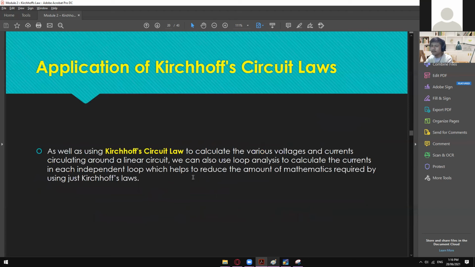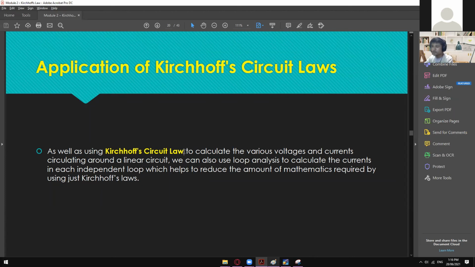All right, so that's it for the process. So here's more explanation when it comes to using Kirchhoff's circuit law. So again, we have this law right here for us to be able to calculate the various voltages and currents circulating around a linear circuit. So we can also use loop analysis to calculate the currents in each independent loop, which helps to reduce the amount of mathematics required by using Kirchhoff's laws.